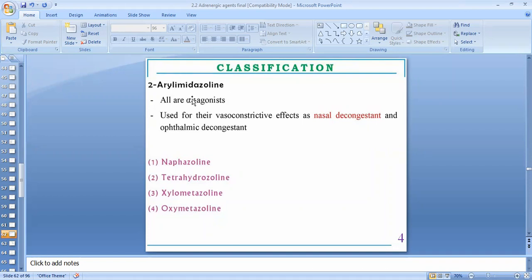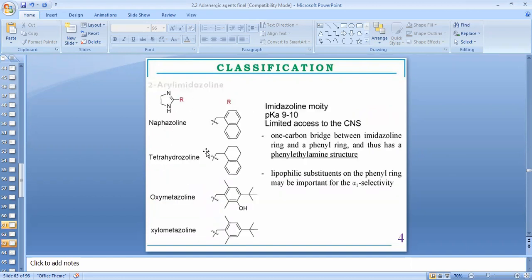सो अल्फा-1 रिसेप्टरच्या ऍक्शन अगोनिस्ट करण्यासाठी हे ड्रग मॉलिक्युल्स वापरतात. व्हॉट आर दोज ड्रग मॉलिक्युल्स? नॅफॅझोलिन, टेट्राहायड्रोझोलिन, झिलोमेटाझोलिन and ऑक्सिमेटाझोलिन. So they are used for their vasoconstrictive effect as well as a nasal decongestion and ophthalmic decongestion. म्हणजे आय मसलचं हायड्रेटिक सिच्युएशन करण्यासाठी हे ड्रग मॉलिक्युल्स वापरतात.